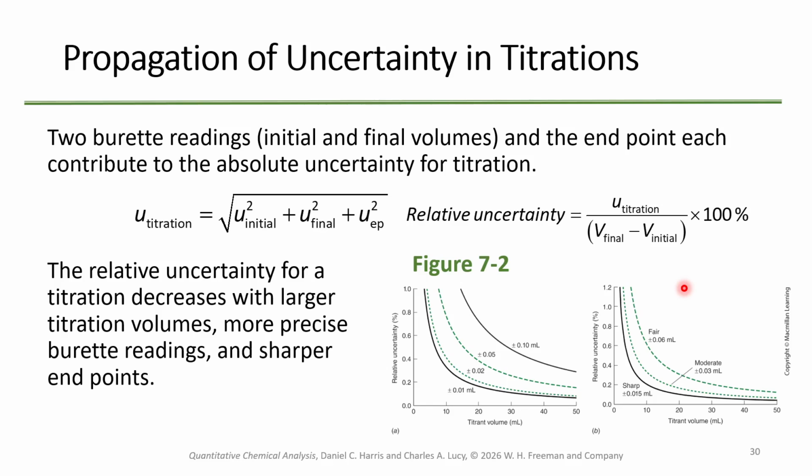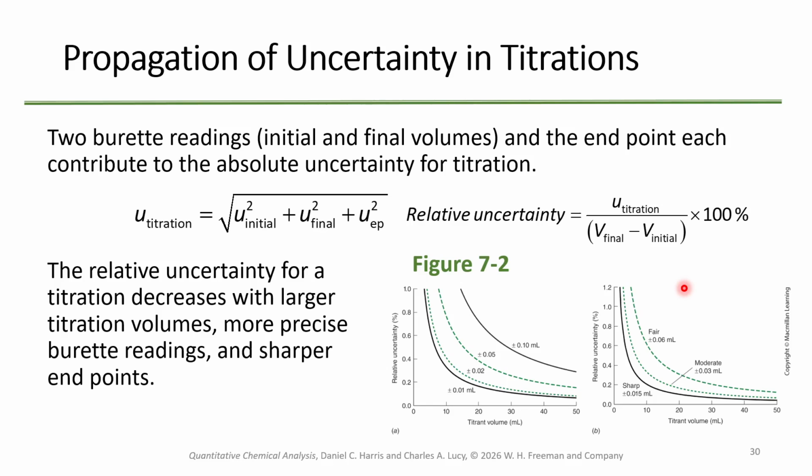Okay. So let's talk about some of the propagation of uncertainty in these titrations. So 2 burette readings, you have the initial and final volume readings whenever you do a titration, right? And so you're going to have 2 sources of uncertainty. And so you are going to have to, because you did that subtraction, right?